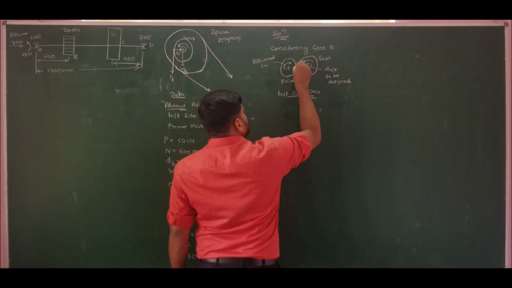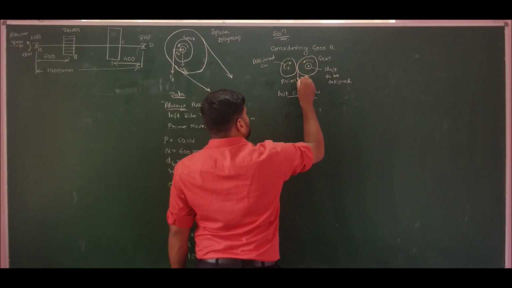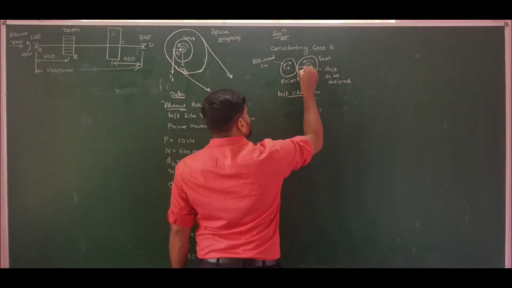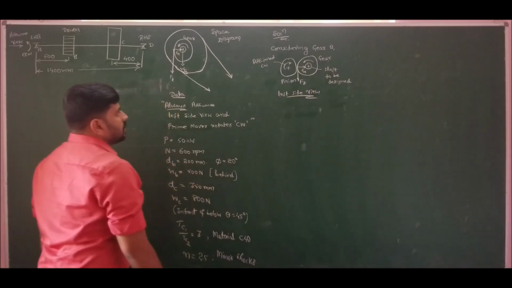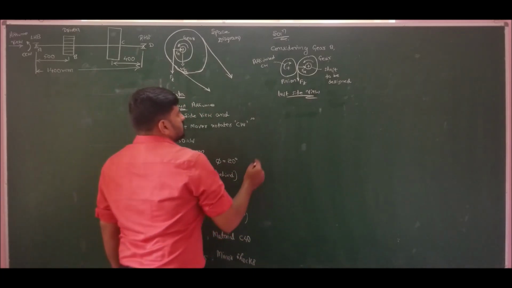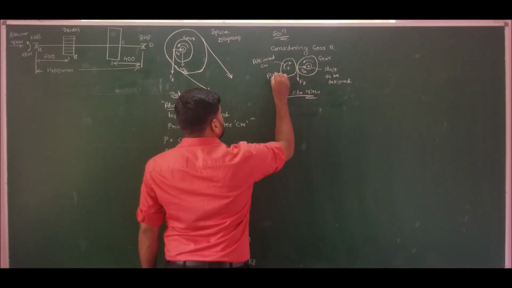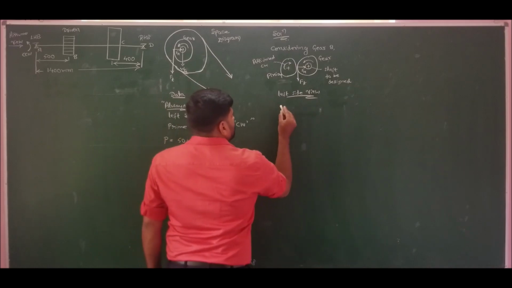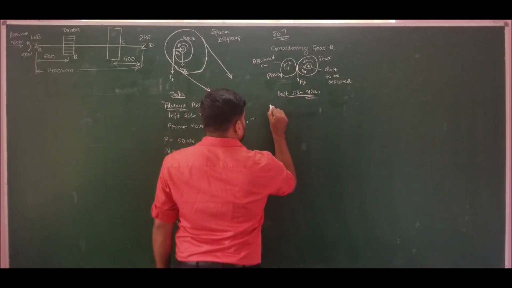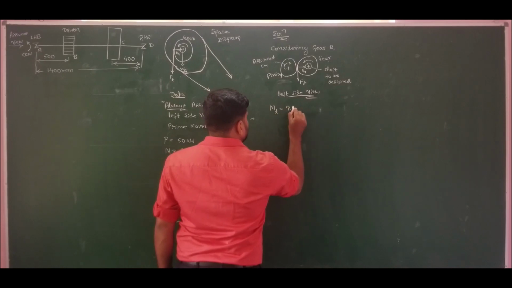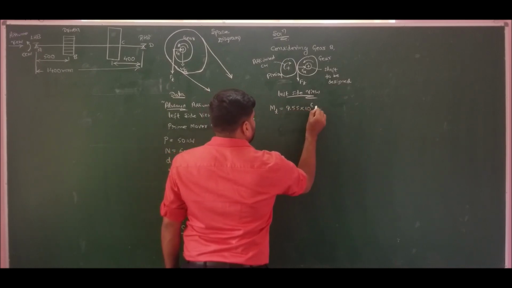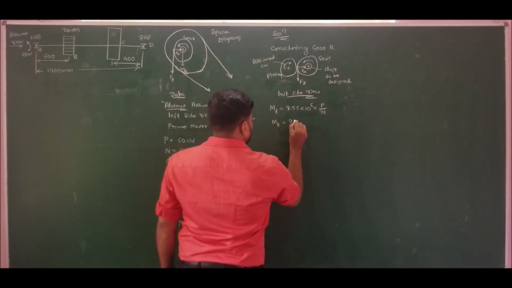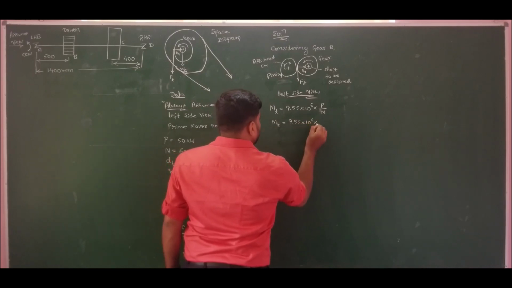So therefore the tangential force acts vertically downwards and the radial force always acts inward. This you people already know. Now the pinion is the prime mover for us. So we know the three equations of gear. The first equation is Mt equal to 9.55 into 10 to the power of 6 into P by N. All the values are given.